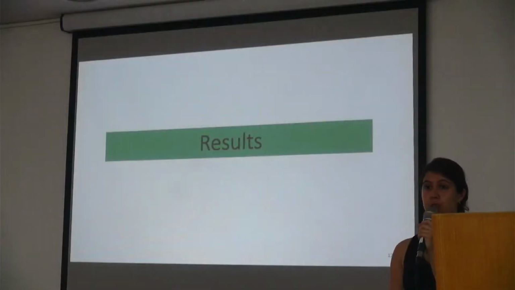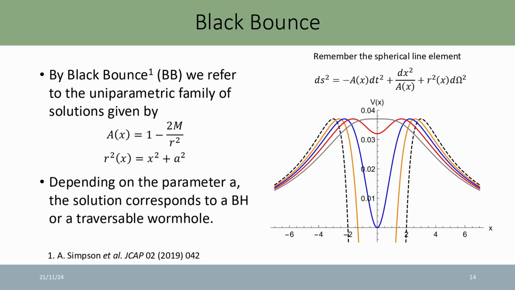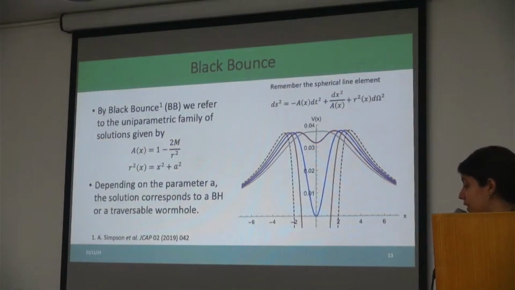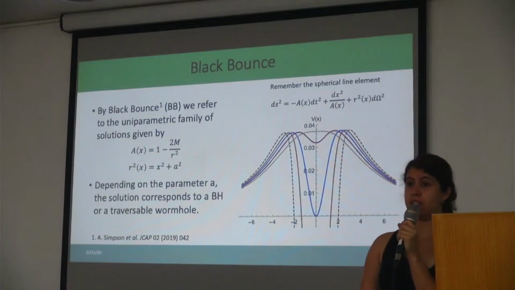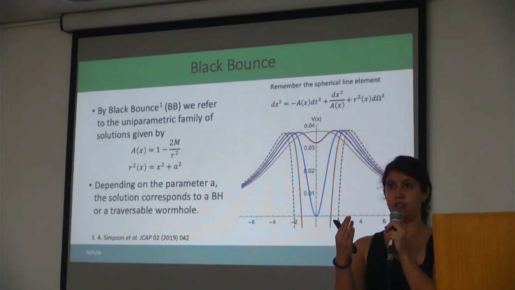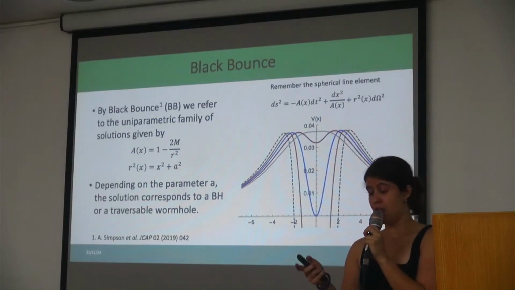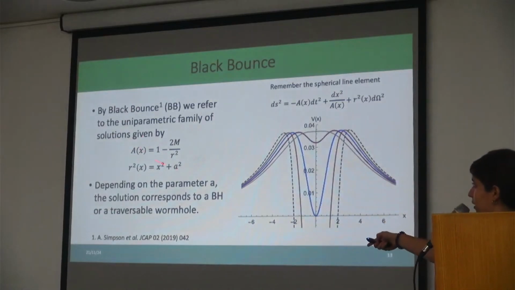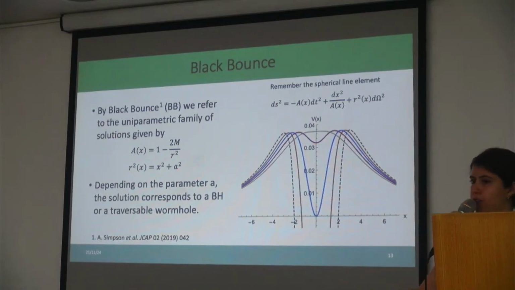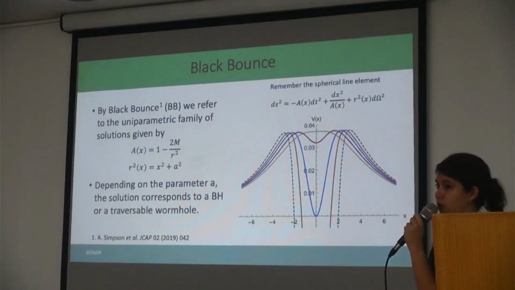So let's talk now about the results, or the different geometries that we studied. The first one is the black bounce, which was proposed by Simpson and Visser. The fun thing about this family is that it allowed us to study the Schwarzschild case, the black hole case, and a wormhole, because at the end of the day, it has the same structure as Schwarzschild, but now we have an extra parameter in the radial coordinate.